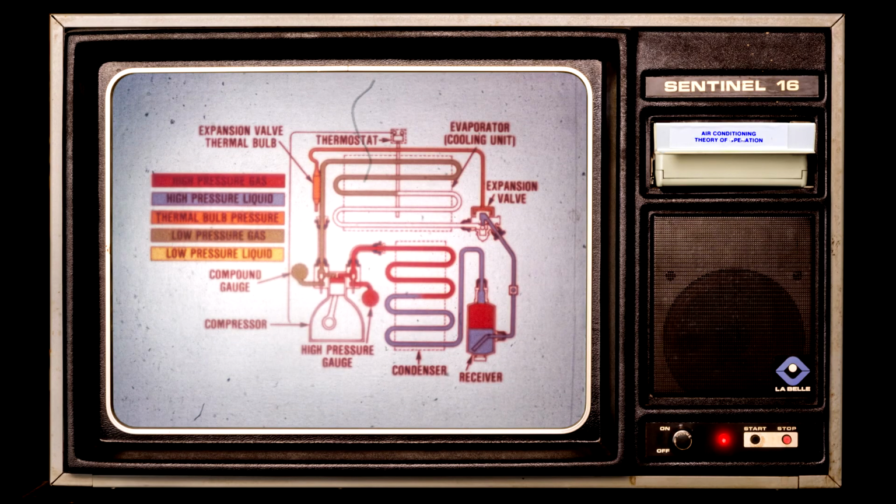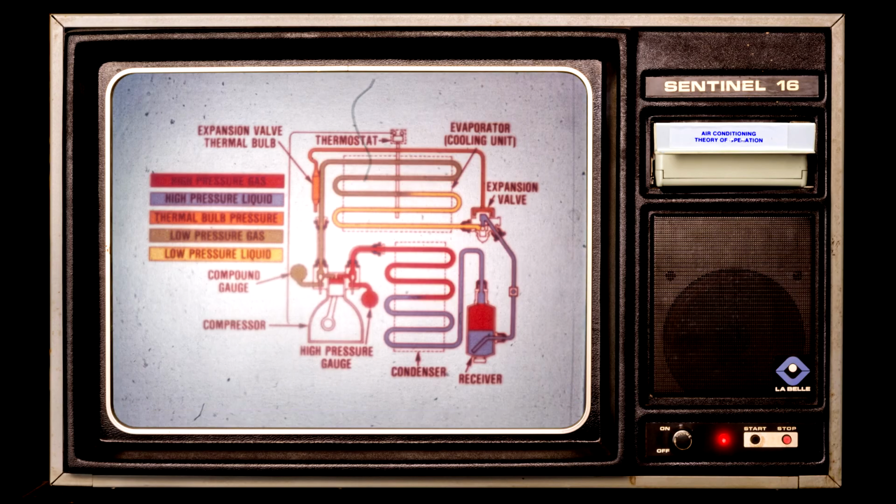The expansion valve's thermal bulb pressure, orange, varies with the evaporator discharge temperature. This pressure controls the metering action of the expansion valve, which reduces pressure on the liquid R12. Next, the low pressure liquid, yellow, enters the evaporator. There it once again boils, absorbs heat, and the cycle begins again.